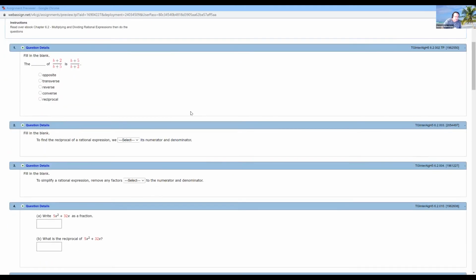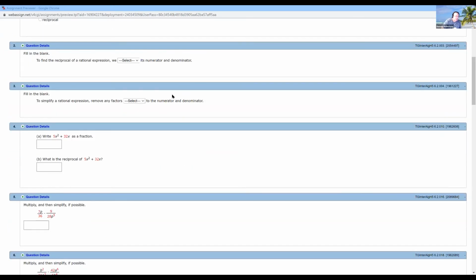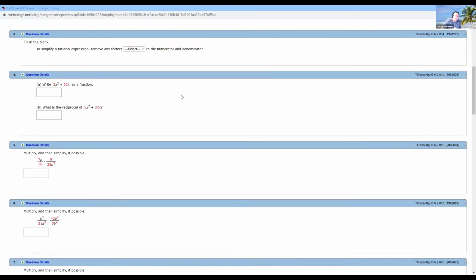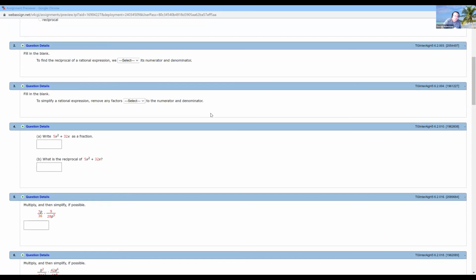The first couple of things are just examples of what terms are. So you're going to be looking at numerators, factors, denominators, all those kind of terms. So that's what the first three are.